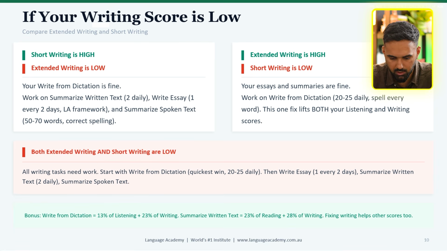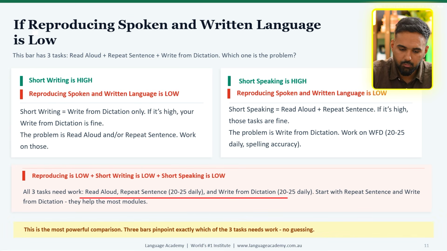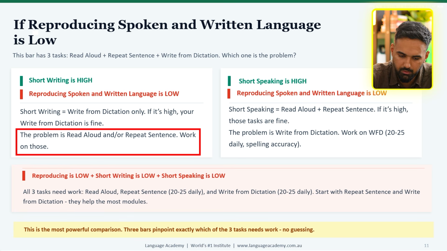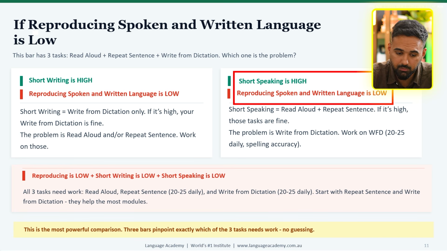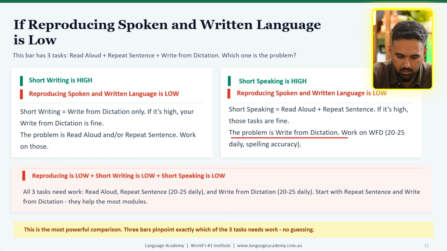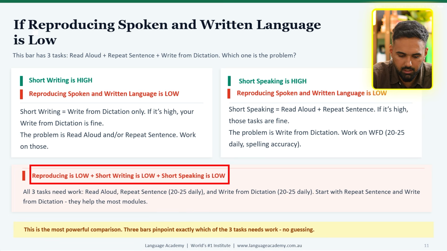Make sure you pause the video, look at everything on the screen. Everything will help you understand things better. Now, this is an important one. This includes read aloud, repeat sentence, and write from dictation. If this is low but your short writing is high, means you are going wrong with your read aloud and repeat sentence. If short speaking is high but reproducing spoken and written language is low, means your read aloud repeat sentence are good but you need to work on your write from dictation.